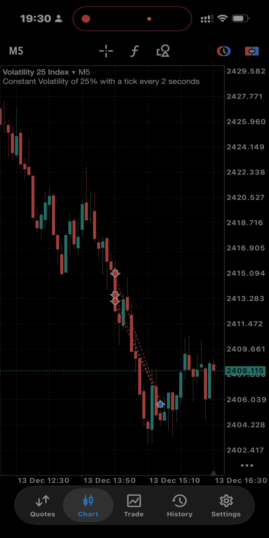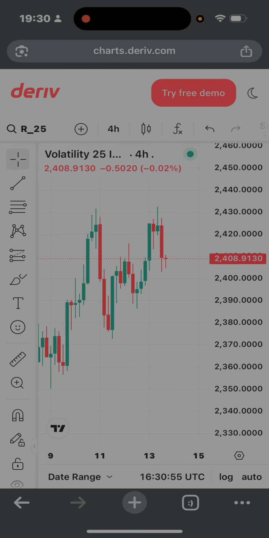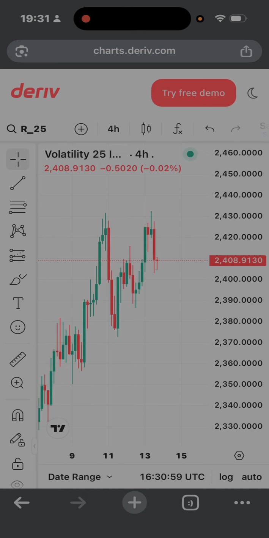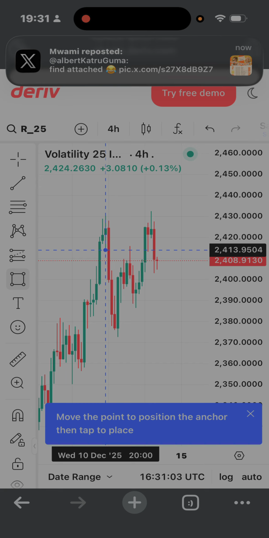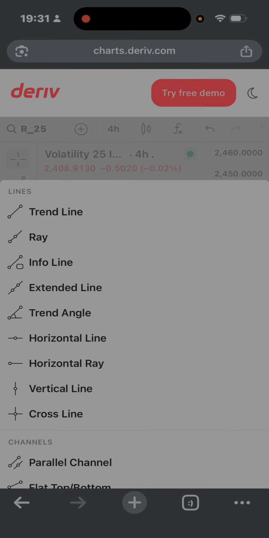Alright, so let me try to make a trade breakdown of the trade that I took on this VIX 25 today. Using the same concept of engineered liquidity, I came to the 4-hour time frame. I saw an order block right here. If you watched my video, I made a video about this. I saw this order block right here. It was very strong, and it created this inducement right here.